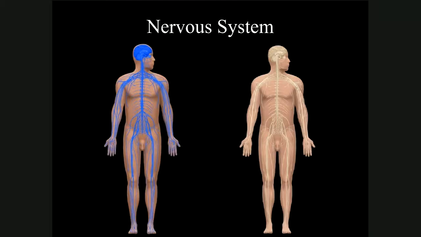So everything that's in blue, our brain, and then there's your spinal cord, and then you can see all the nerves that are going to progress throughout the human body, represent your nervous system.